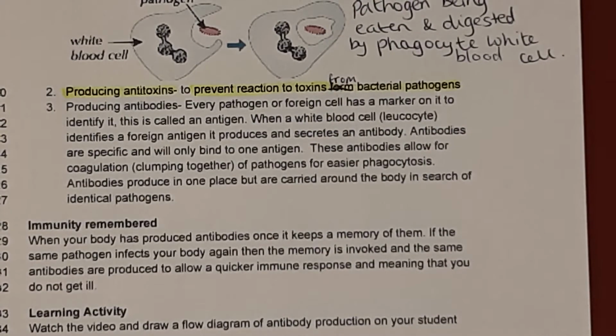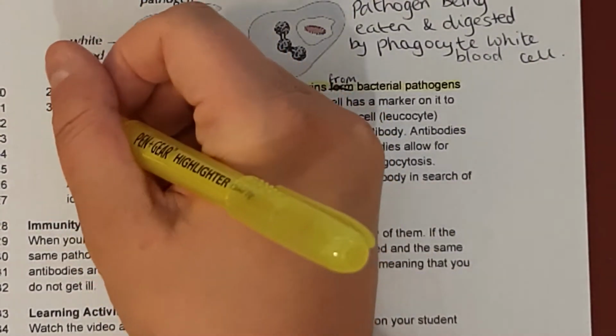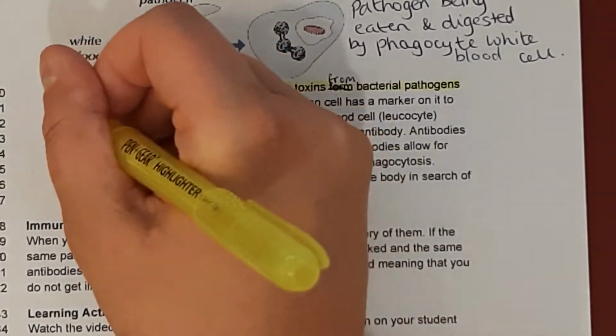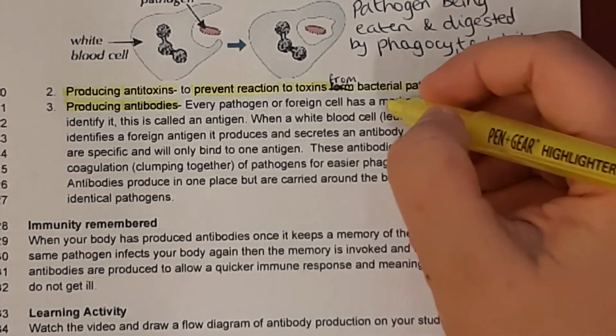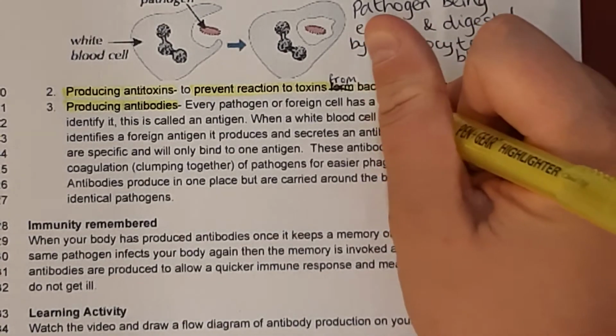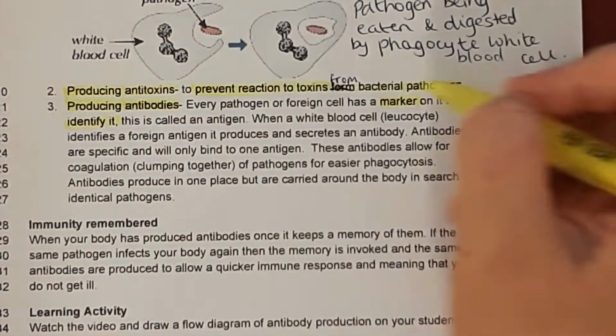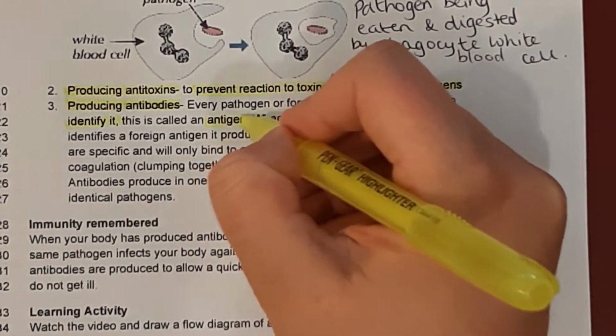And the third option is by producing antibodies. Now, I'm sure you've heard about antibodies. Every pathogen or foreign cell has a marker on it which identifies it. So they have these markers that identify them, and this is called an antigen.